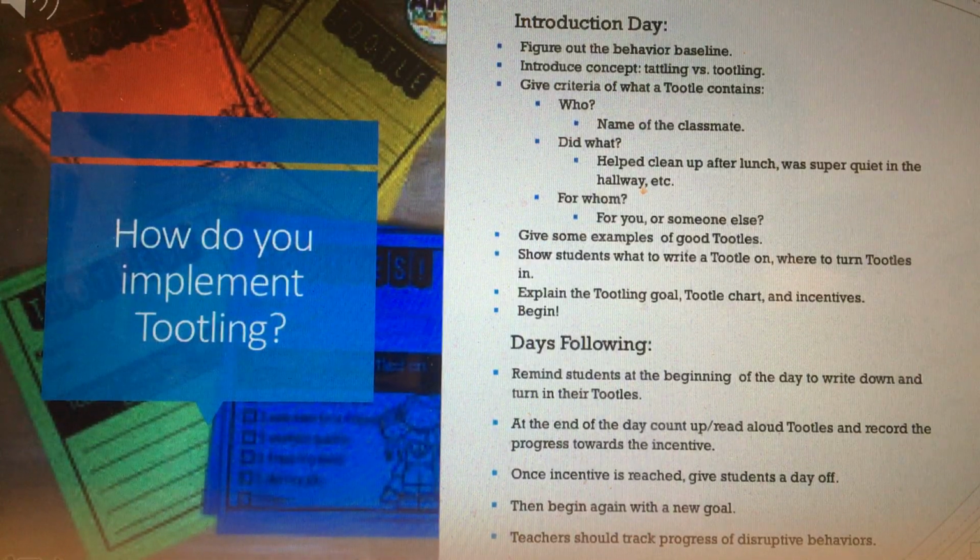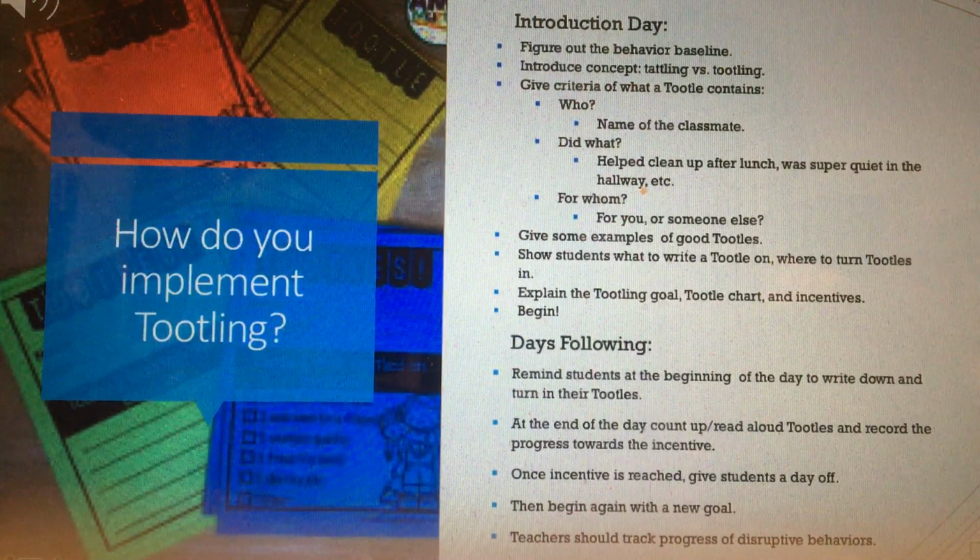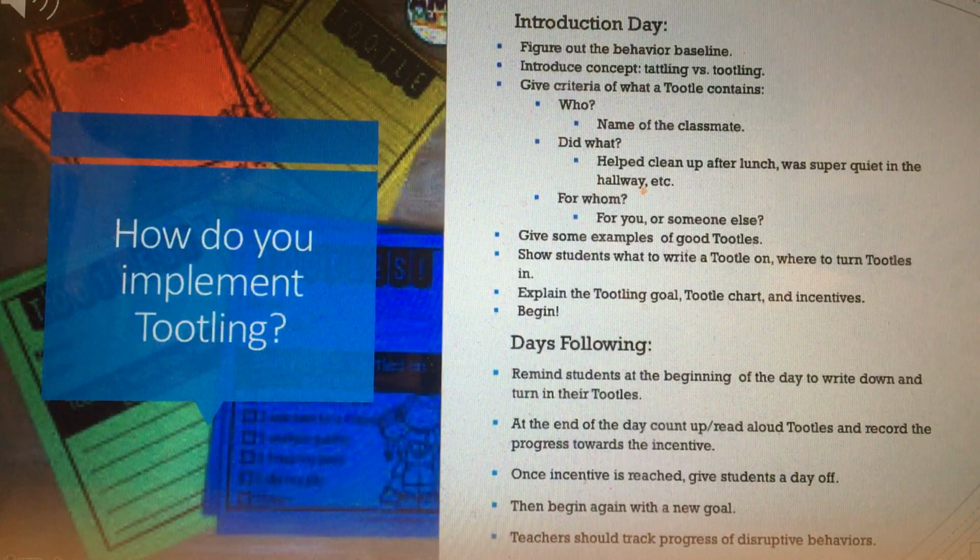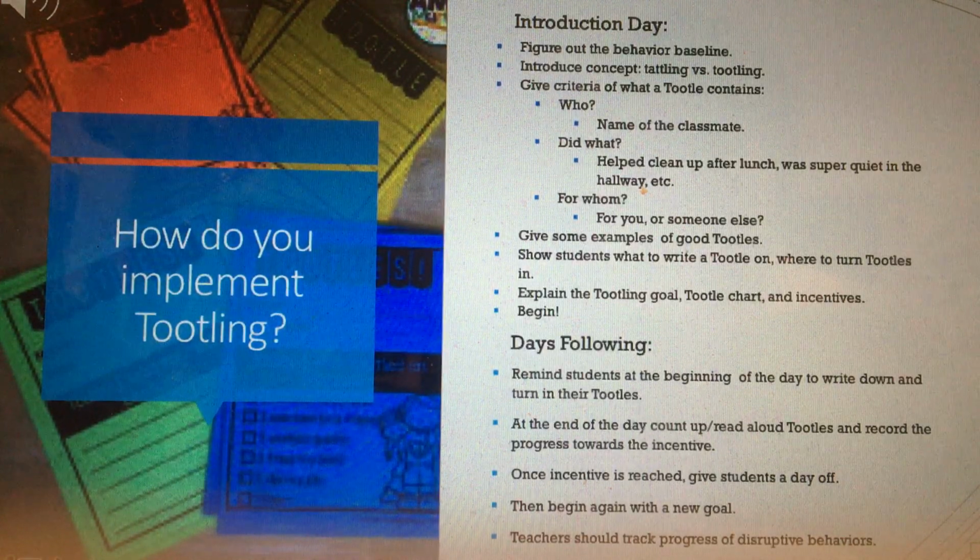Then you are going to want to bring the idea of tootling to your classroom and introduce your students to the idea of tattling versus tootling, and how tattling is the reporting of negative behaviors, and tootling is going to be the reporting of the students of positive behaviors that they are seeing in the classroom. And then you are going to want to give criteria of what a tootle should look like. So a tootle should contain who's writing it, what the person was doing that was good, and then for whom they are writing it about.